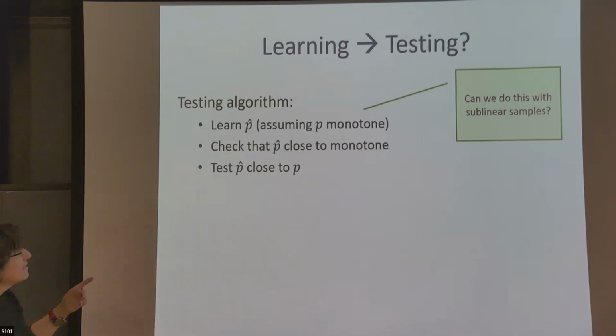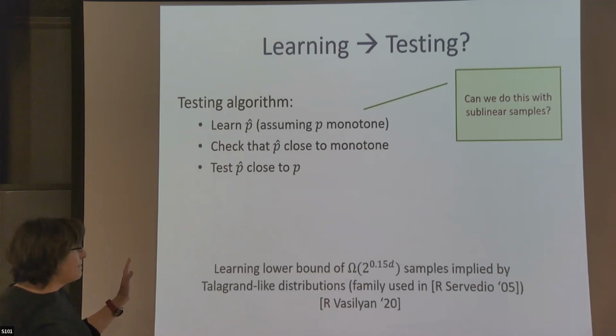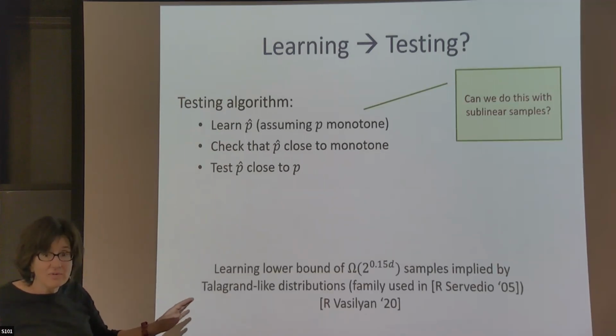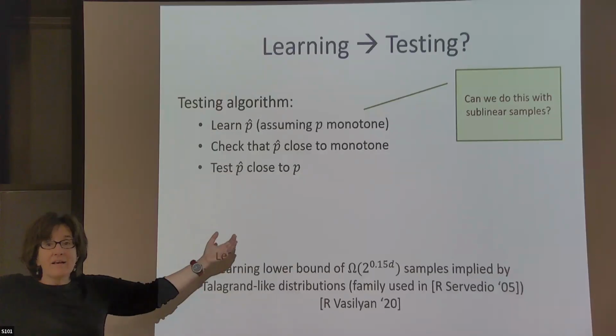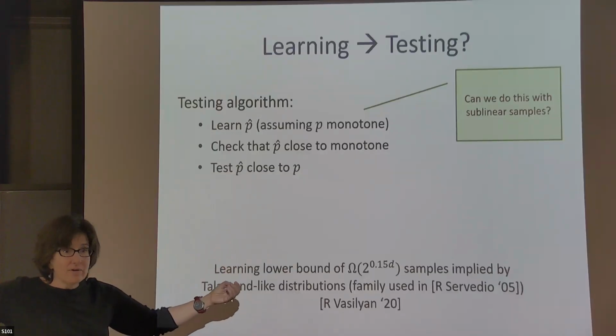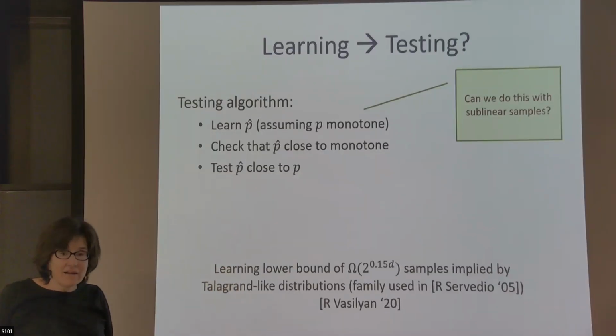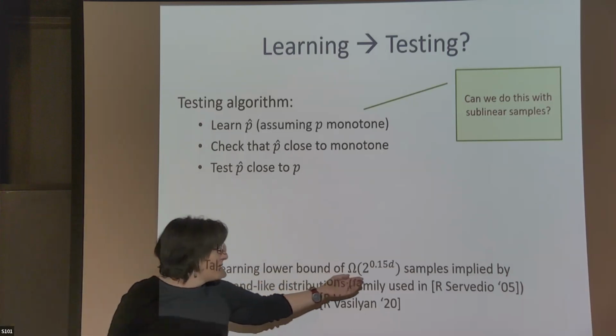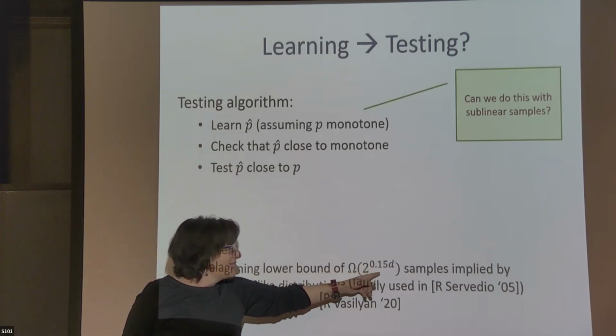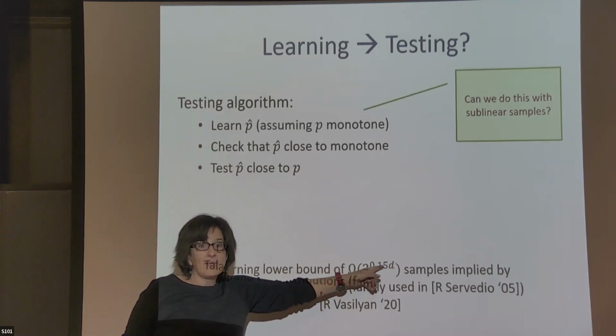Once you can learn, let's say we could do that. And by the way, it's not so trivial. Like the Birgé thing, you had this domain of size n, it was totally ordered, and you only needed polylog samples to learn it. Now we have a lower bound of 2 to the some constant times d.